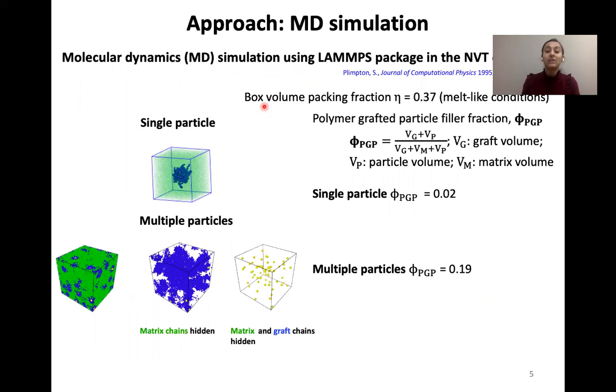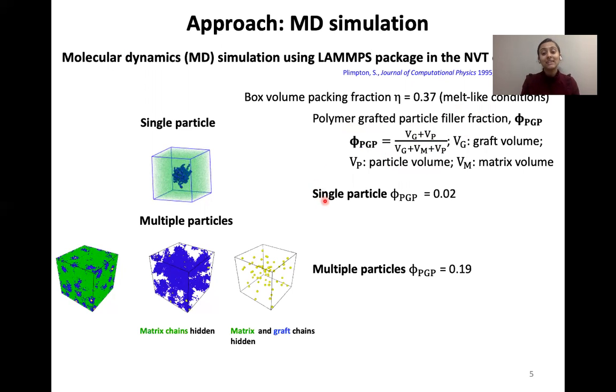For all simulations, we keep the box volume packing fraction at 0.37 to simulate melt-like conditions. And we simulate various polymer grafted particle filler fractions, which is defined as the volume of the graft polymer and particle beads relative to other beads in the simulation box.